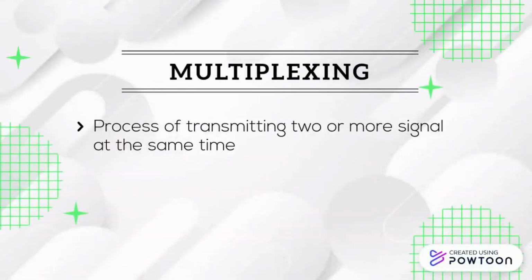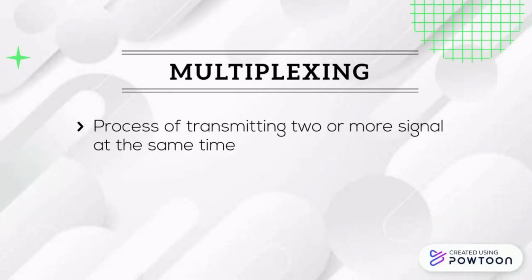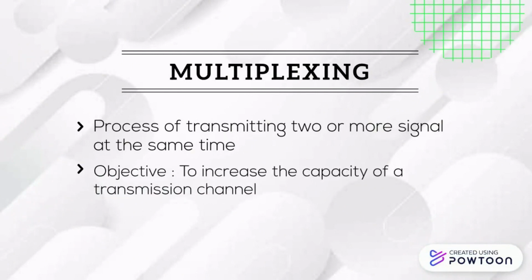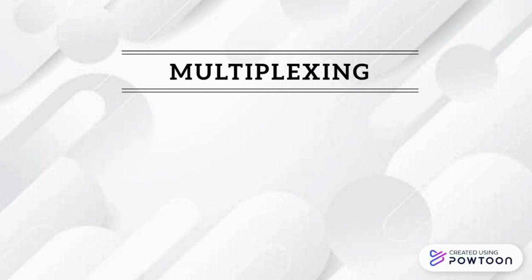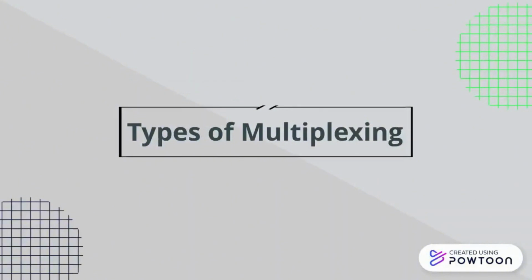Next, we'll be talking about multiplexing. Multiplexing is a process of transmitting two or more signals at the same time in the same medium. And the objective of multiplexing is to increase the capacity of the transmission channel. There are several types of multiplexing.